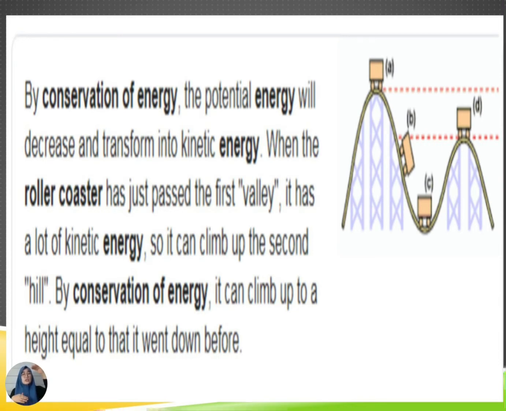If the potential energy is greater, higher, the kinetic energy will be lower. When the potential energy starts to go lower, the kinetic energy will increase. That is why the principle of conservation of energy states that energy cannot be created or destroyed. It can only be transferred from one form to another.